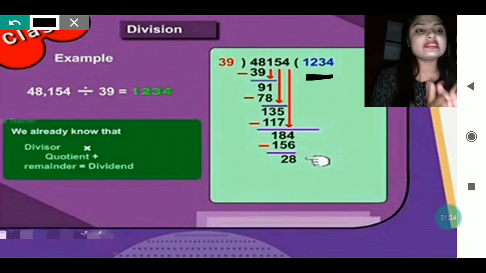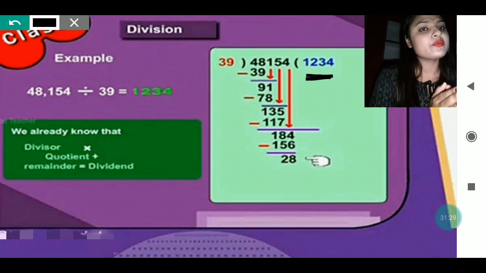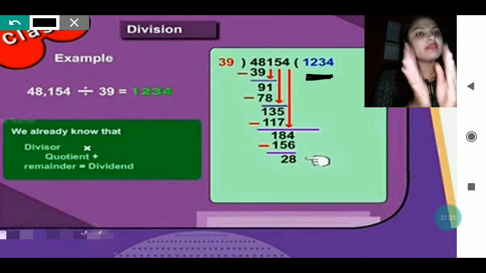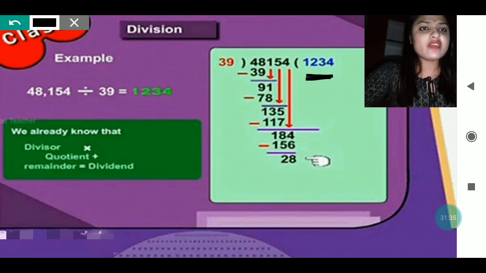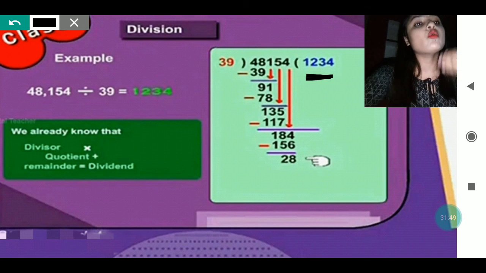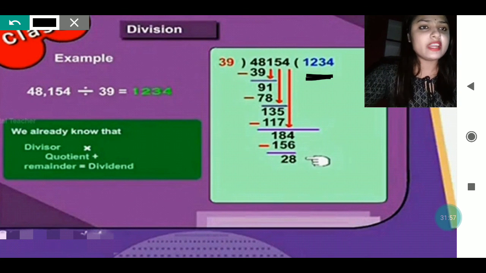So 8 minus 9 is not possible, so it will take one carry from 4. So 18 minus 9 will be 9 only, and 3 minus 3 will be nothing, so it will be 0 here. So now we have to divide 91 by 39. When we read the table of 39 two times, we get 78. If we read the table of 39 three times, we get more than 91, so it is not possible. So we will take two times only.